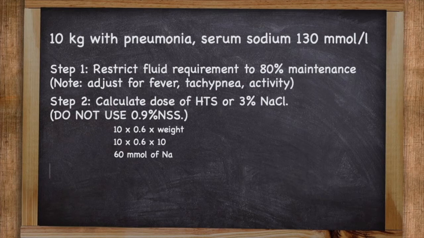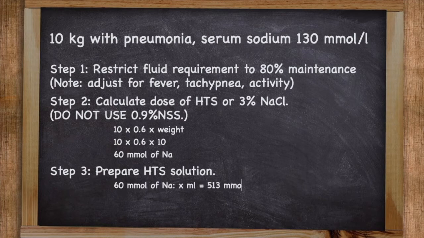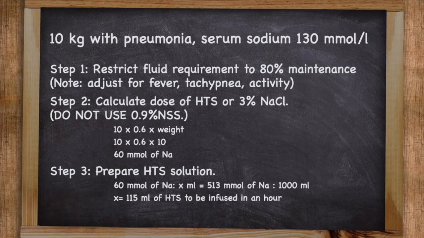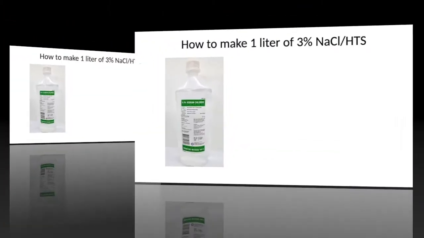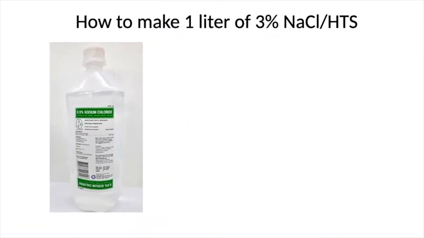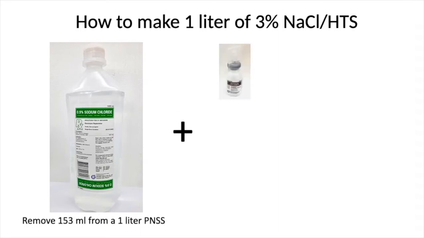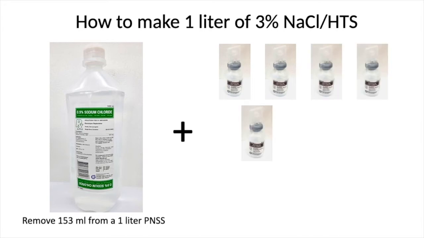And step 3, we prepare the HTS solution by using ratio and proportion, knowing that your 3% has 513 mg of sodium per liter. We get a value of 115 mL of hypertonic saline to be infused for an hour. So how do we prepare 1 liter of 3% sodium chloride? We remove 153 mL from a liter of plain NSS and add 7.5 of the 2.5 millimoles per mL 20 cc vials.